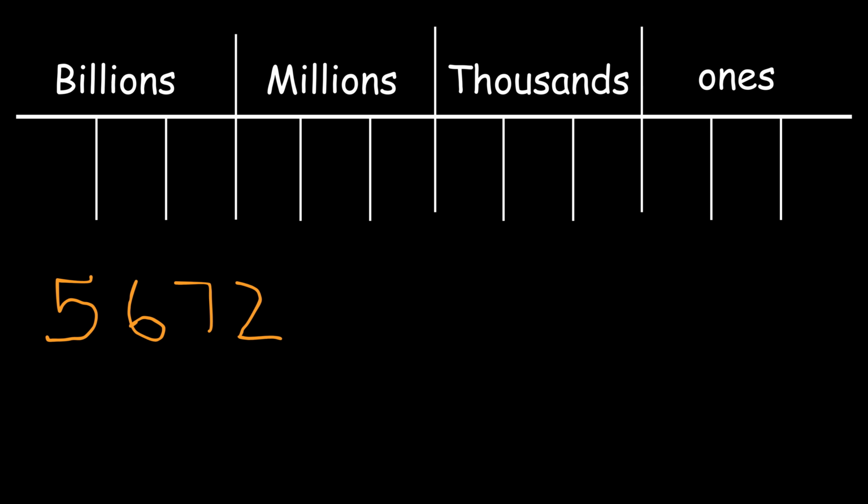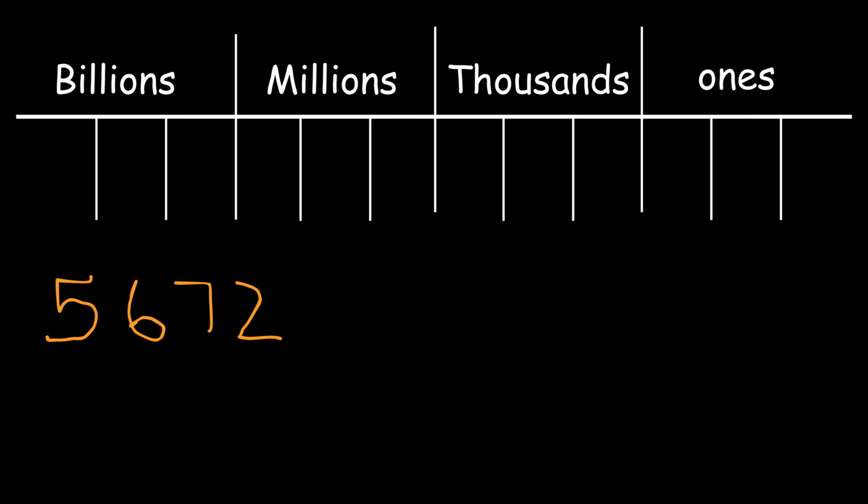Expanded form is a way of writing numbers that shows the value of each digit. It breaks down a number into its individual place values using addition. Now, you should know the place values: ones, tens, hundreds, thousands, 10,000s, 100,000s, millions, 10 millions, 100 millions, and so on.